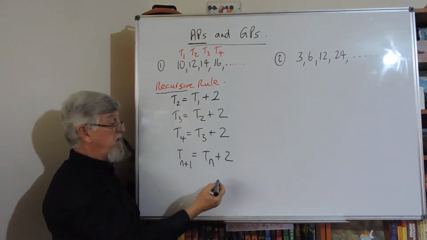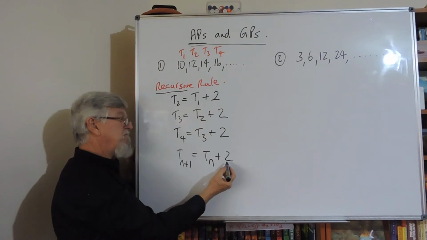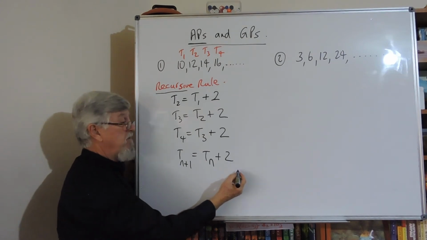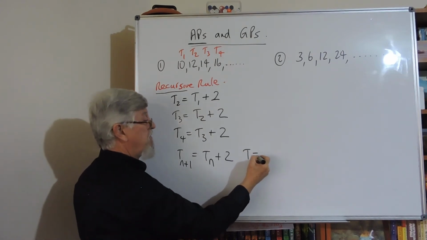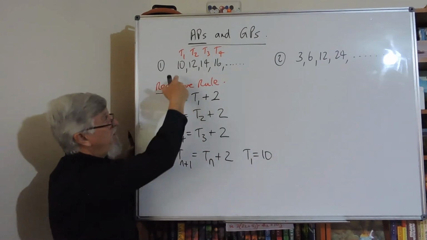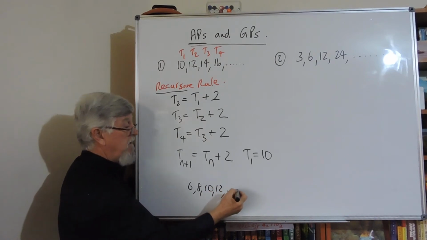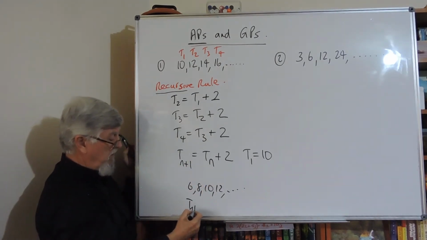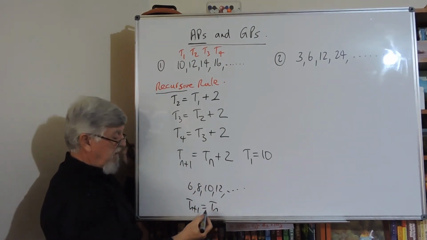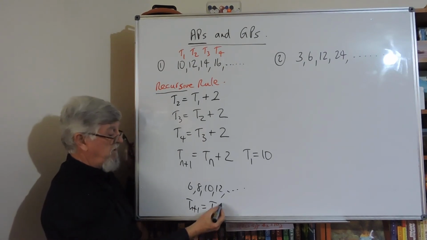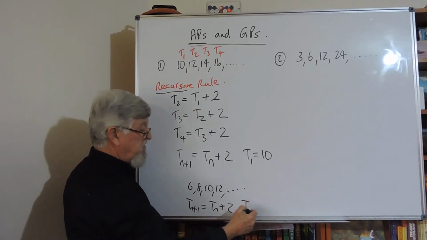It's called an arithmetic progression. But what you always have to do is state what the first term is. The first term in this question is 10. Because if I had one similar to that, like 6, 8, 10, 12, it's the same rule: to get the next term, you get the previous term and add 2, but this one starts at 6.